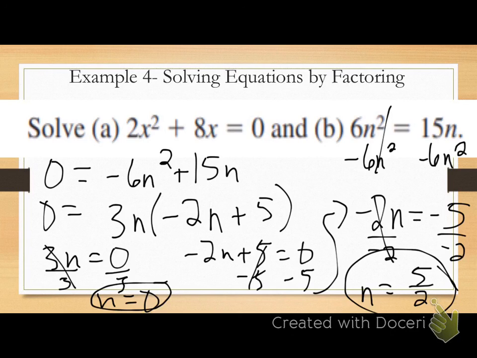Remember, to use the zero product property, we want one side of the equation to be in factored polynomial form, the other side to be 0. If one side's not 0, I can't use the zero product property. Okay?